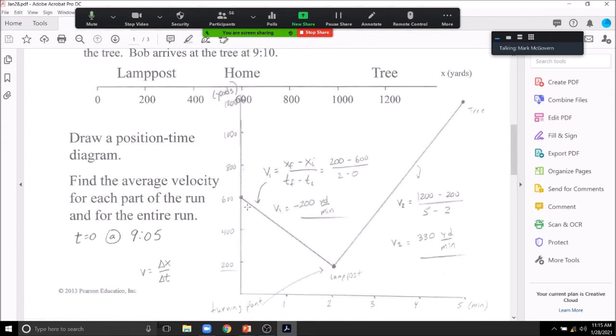And we see that the first one is a negative slope, meaning we move to the left. The slope of that line is negative 200 yards. I put in my rise over run, and that comes out to negative 200 yards per minute. The other one looks steeper, so I put in my rise over run for the slope here. We get 330 yards per minute. So great, that's the average velocity for these two parts of the run. It's a real basic example here, but that's how we're able to form this graph.